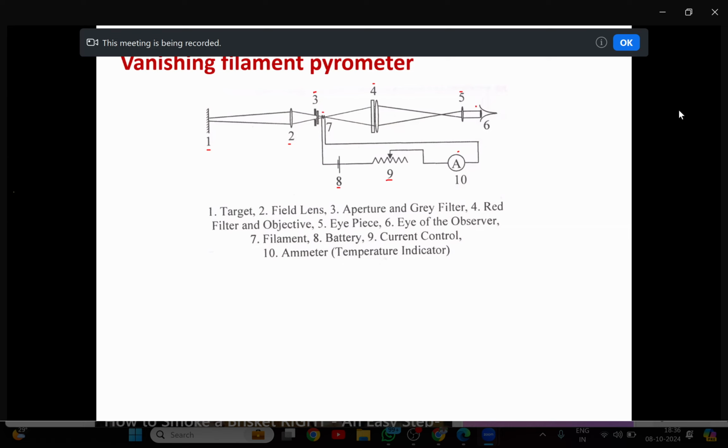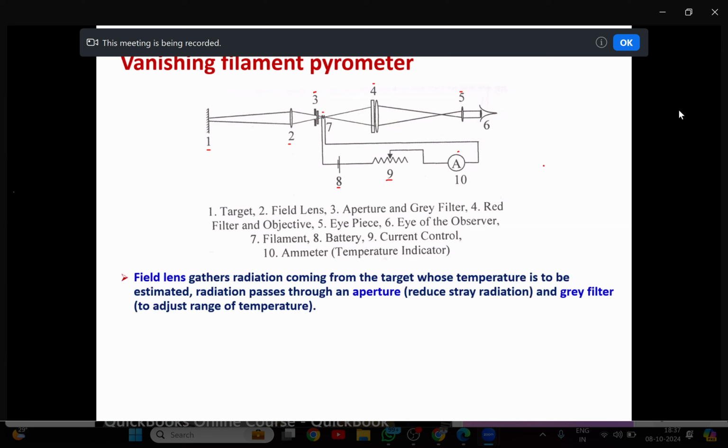In fact, this system will be calibrated such that this current would indicate eventually the temperature. But you are observing here for some reason that we will be talking about. How you can do some adjustment by looking at this, and then whatever current you get, that basically is correlated against the temperature. So the field lens, the purpose of the field lens is to gather the radiation that is coming from this target.